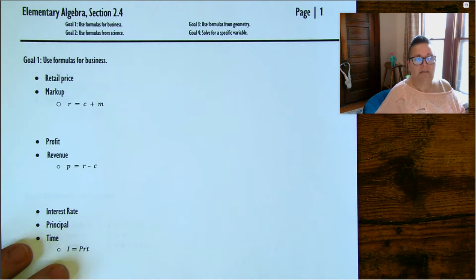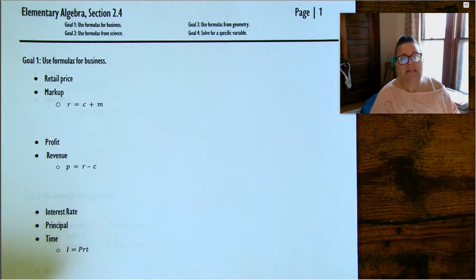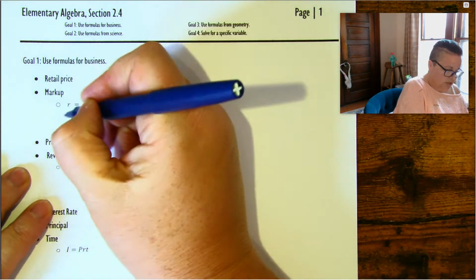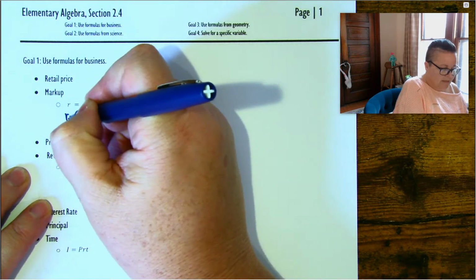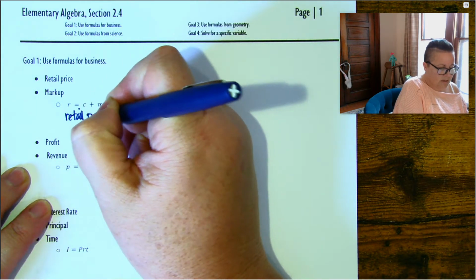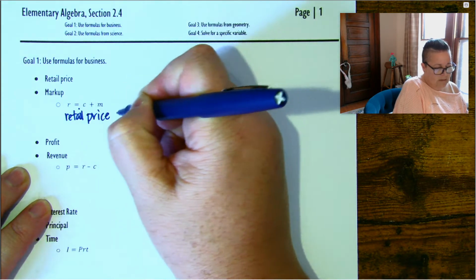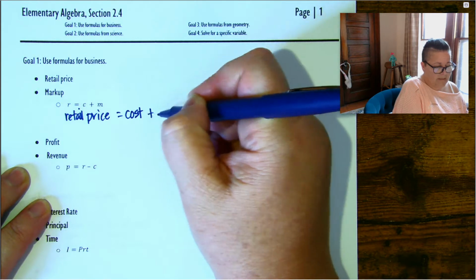The first one is that the retail price of an item is based on that item's cost plus the markup. The textbook uses the abbreviation of R is equal to C plus M. This is the retail price. Retail price is equal to the cost of that item plus the markup.